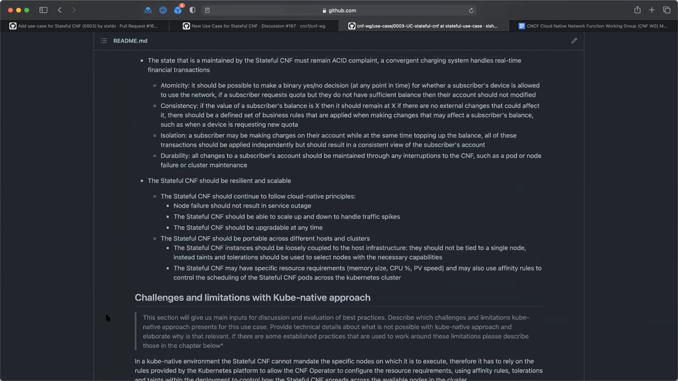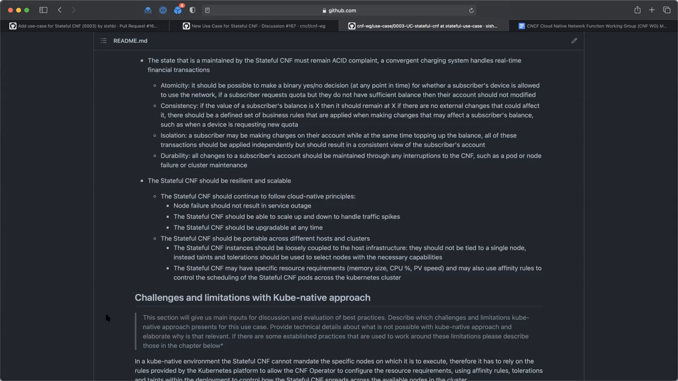So the state we're talking about here should have ACID compliant properties, and these are things like it needs to be atomic, needs to be consistent, needs to have isolation, and it needs to be durable. So a lot of these are properties of a database, and that's effectively what a convergent charging system is. And the convergent charging system should be resilient and scalable.